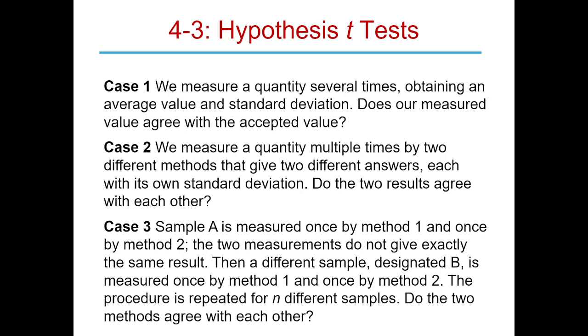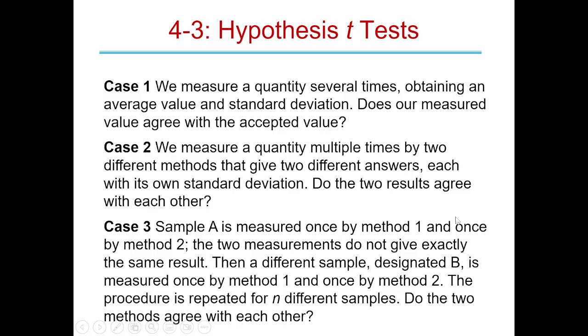Okay, so case 2 is we're going to measure a quantity multiple times by 2 different methods that give 2 different answers. Each will have its own standard deviation. Do the 2 results agree with each other? And that's what we're doing the t-test for, is do these 2 methods agree with each other? Okay?